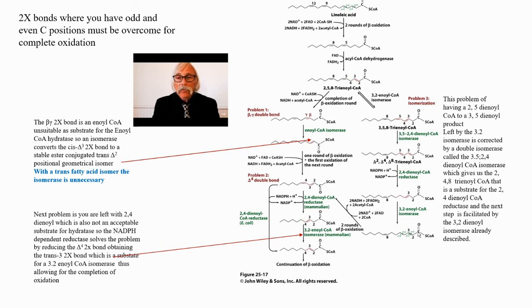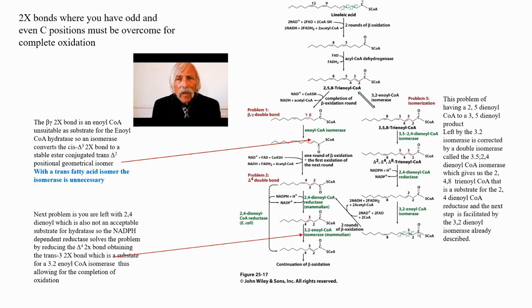I showed you linoleic acid. It could be alpha-linolenic acid. It could be icosapentaenoic acid. It could be docosahexaenoic acid. It could be any of those fatty acids with trans double bonds. They'll all go down the same beta oxidation pathway without any halting, without any interruption of the pathway.